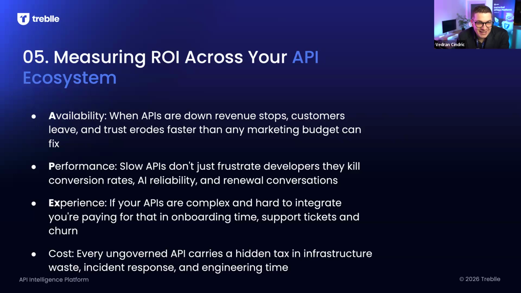But basically, it boils down, in my opinion, into 4 sections: availability, performance, experience, and cost. When we think about one category of measurement, which is availability, when APIs are down, that means revenue is stopping, customers leave, and you erode trust faster than any marketing budget can fix. Again, especially if you are in the business of selling API access directly or through your partners.